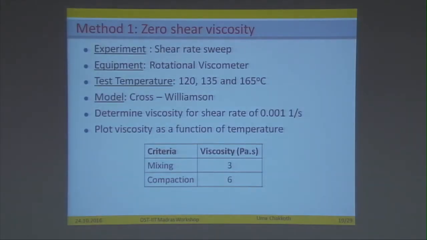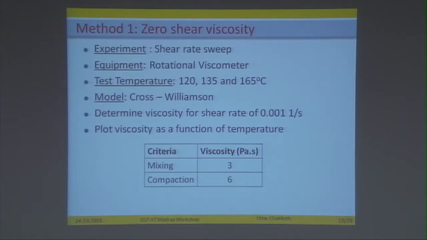So, in order to discuss the zero shear viscosity, the experiment carried out is a shear rate sweep experiment, wherein the binder is subjected to constant increments of shear rate. The equipment used again is a rotational viscometer. The test temperatures are 120, 135 and 165 degrees Celsius. So, at 120 degrees Celsius we take the binder, we subject it to shear rate increments over a period of time, and we measure the variation of viscosity with respect to the shear rate.